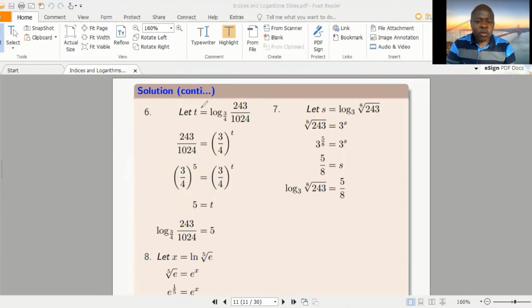So if it's t, then t has to take the position of 243 out of 1024, and the 243 out of 1024 should take the position of t. And so that is what I've just done here. And then this one, I tried to write it in terms of 3 out of 4. So what you do, express this one in terms of 3, and express this one in terms of 4. That's what I did. Let me just show you that.